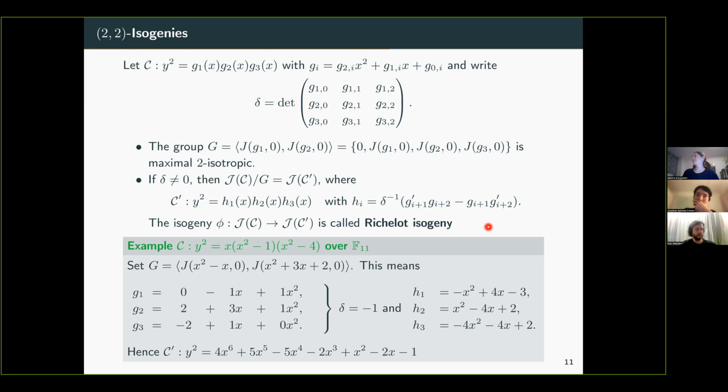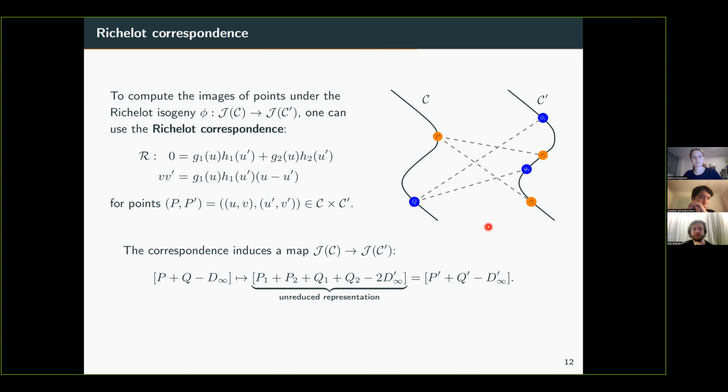And if we were interested in applications like SIDH, this would actually already be enough, because there we only want to know the codomain of our isogenies. But in general, and also, for example, for the SIDH attack, one also wants to be able to push points through the isogeny. So given an element in the Jacobian of C, we want to be able to compute the image point on the Jacobian of C prime. And this is done using the so-called Richelot correspondence.